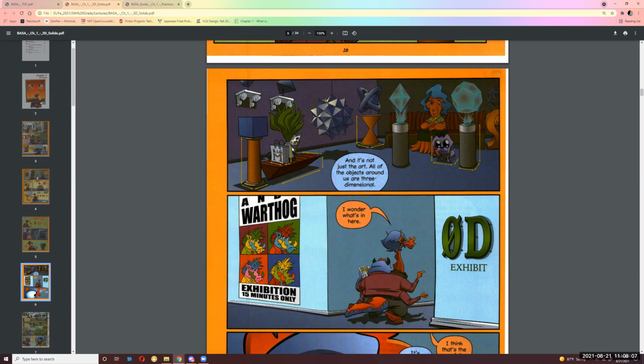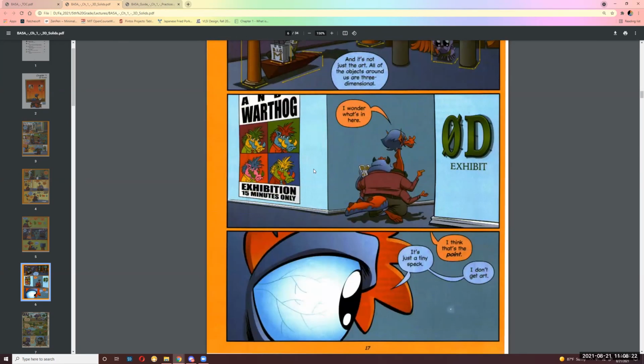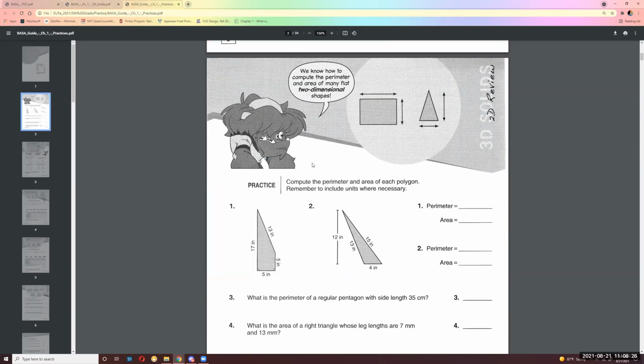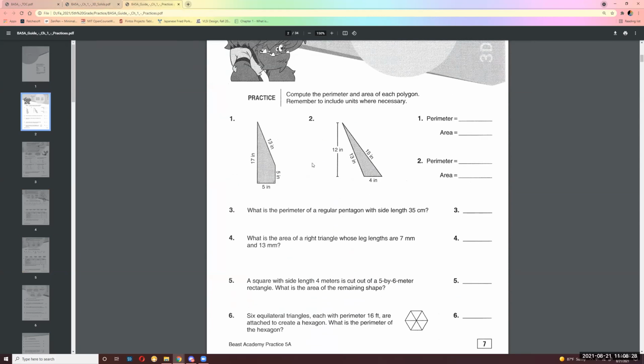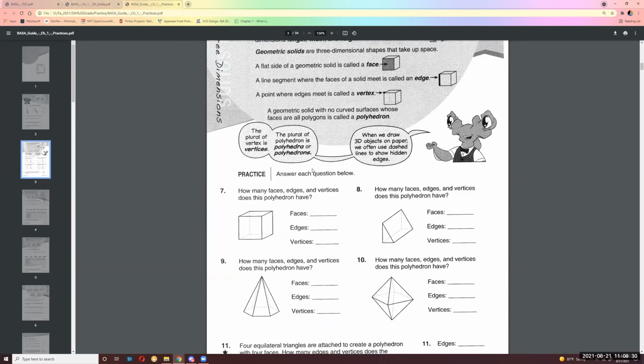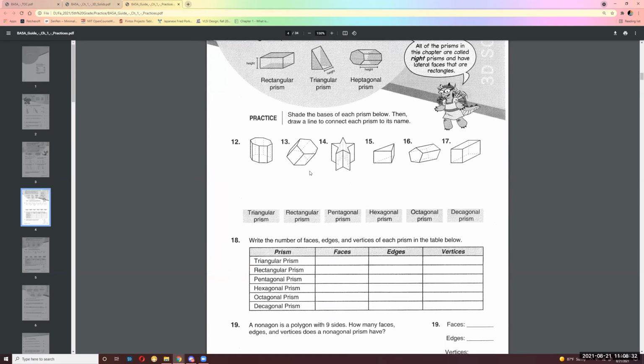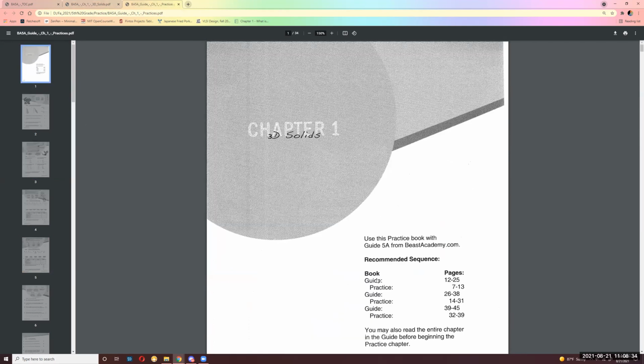But to give a simpler example, points are 0D, lines are 1D, your basic shapes, triangles, squares, circles, stuff like that are flat, 2D, and then 3D is like cubes, prisms, and stuff like that. So this is kind of the first chapter, just the introduction on 3D shapes. We have some of the practices, I believe, that go into, let me see. They have some guide here.